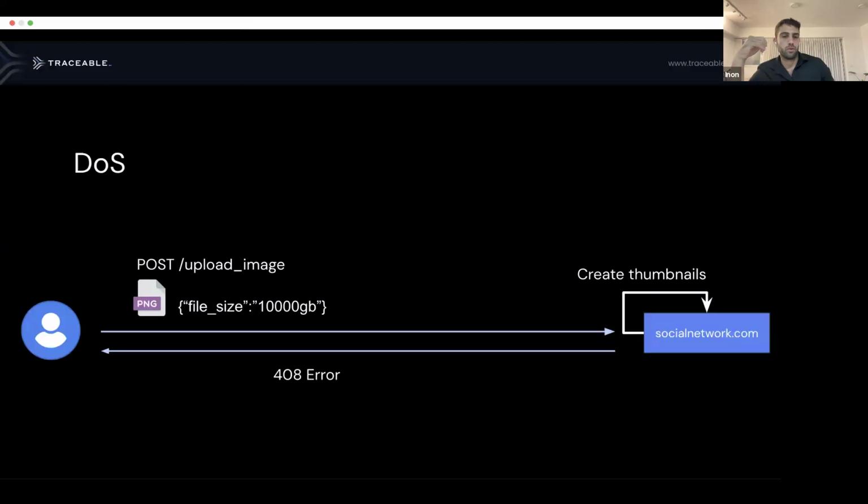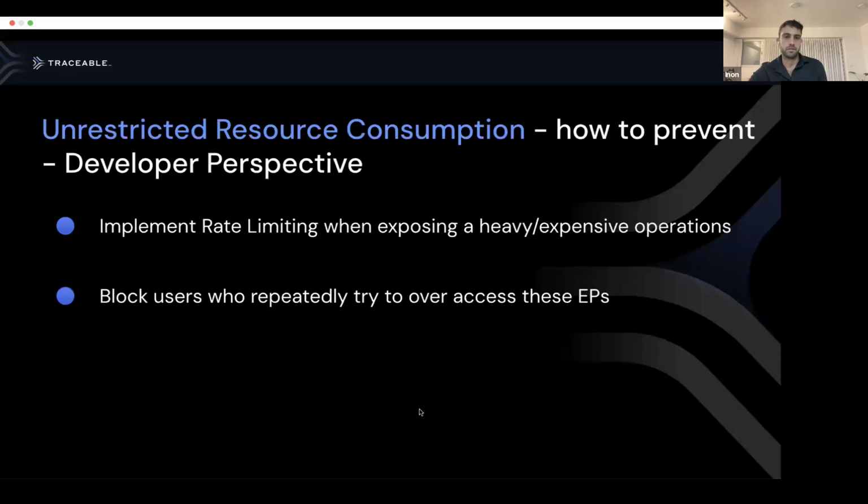So let's say that you have an endpoint to upload an image, and behind the scenes, the social network creates smaller versions of the same image, the thumbnails. This is an expensive process. Graphical processing usually requires a lot of CPU and memory from the server. And then an attacker can just upload a really large file, like a really large PNG image, and the social network would try to convert this image to smaller versions. And it might actually crash the server or the microservice, and then the microservice wouldn't be able to serve other users.